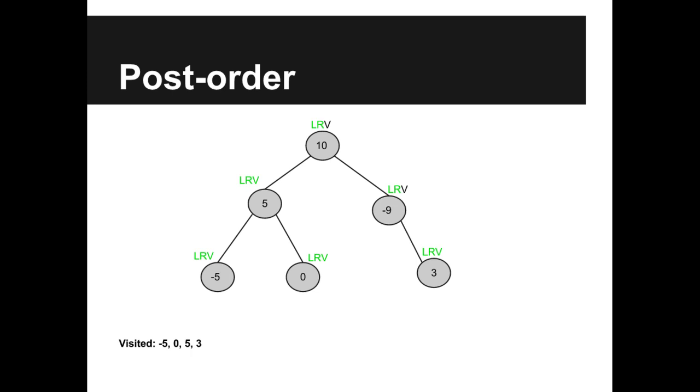Because all of the letters now are highlighted, we're gonna go back to the node that called node 3. So we're gonna go back to node negative 9, and we're gonna visit node negative 9. We put it in our visit list. Now, because all of the letters on top of node negative 9 are highlighted, we're gonna go back to the node that called node negative 9. So we're gonna go back to node 10. Node 10 tells us to visit, so we're gonna visit node 10 and we put it in our visited list. And that is how we do a post order traversal.